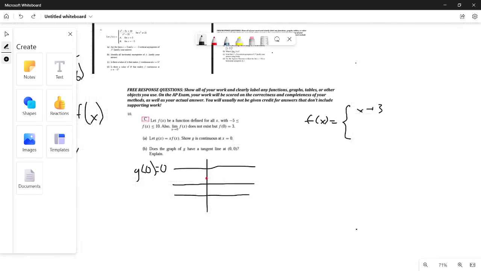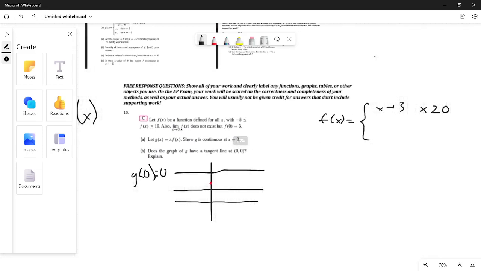You're doing a piecewise function. Because we know that the limit as x approaches 0 of f of x does not exist, but f of 0 equals 3. If the limit does not exist, that means it approaches different values from the negative and positive side.